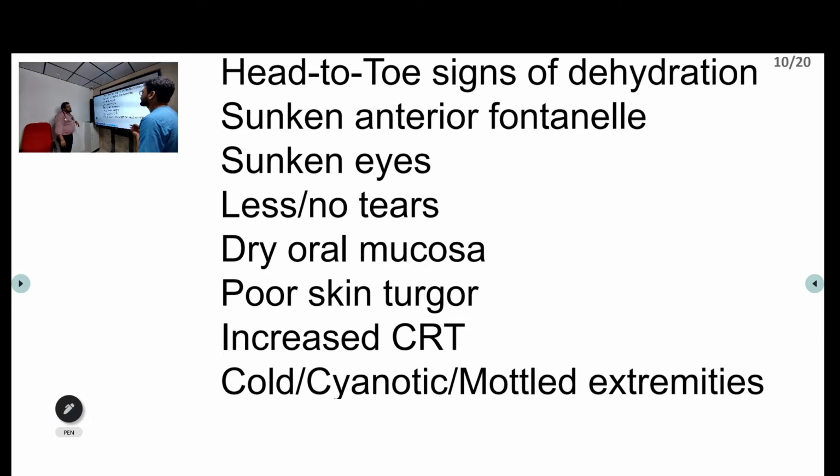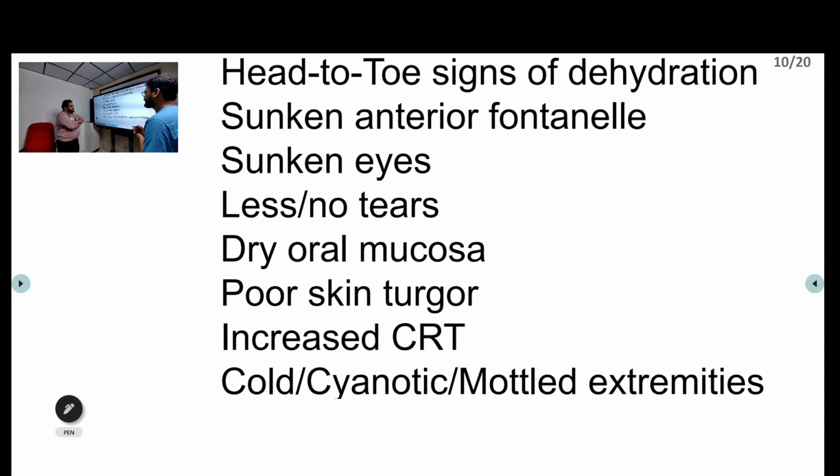Then coming to head to toe signs of dehydration. You have to look at the anterior fontanelle. When does the AF usually fuse? 12 months. So it's a 2-year-old child, and the AF is usually open until less than 1 year, or 1.5 years. So a sunken anterior fontanelle is one of the signs. Sunken eyes. Less or no tears has to be checked. The oral mucosa has to be checked.